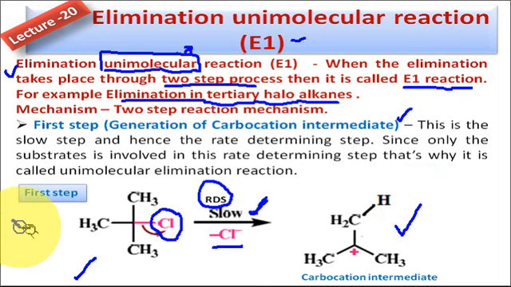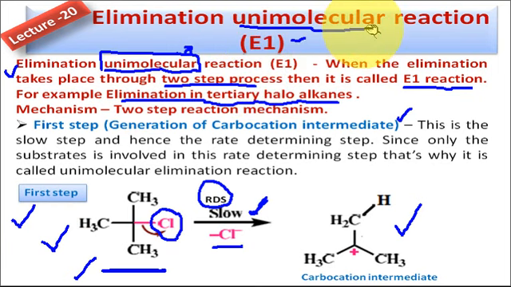So, since this is the rate determining step, and in the rate determining step only the substrate molecule is taking part, the rate of reaction depends only on the concentration of the substrate molecule. Therefore, it is called the unimolecular reaction. So, this is the first step of this reaction. What is the first step? This is the formation of the carbocation intermediate.